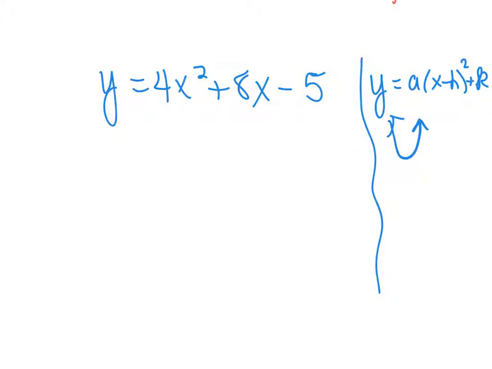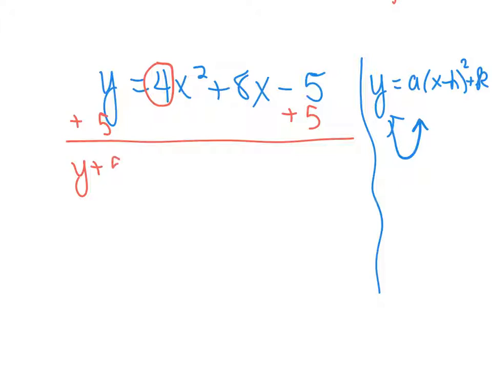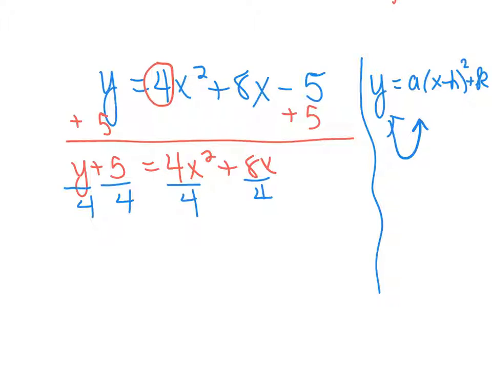Our leading coefficient here is 4, and we need it to be 1. So we are going to add 5 to the other side. Let's do that. We get y plus 5 is equal to 4x squared plus 8x. We're going to divide everything by 4, because we need our leading coefficient to be 1. And this gives us y over 4 plus 5 over 4 equals x squared plus 8x over 4, which is 2x.